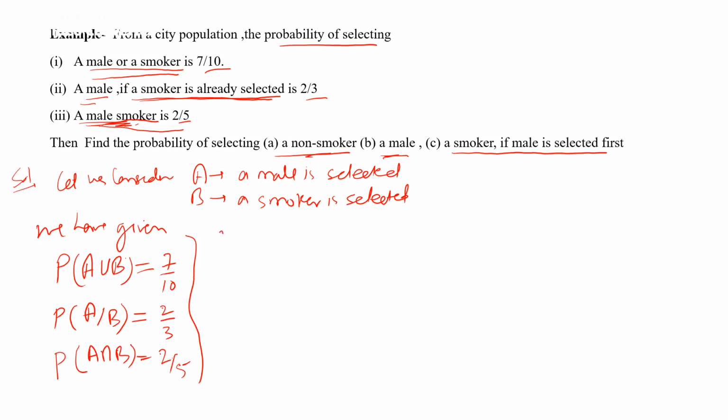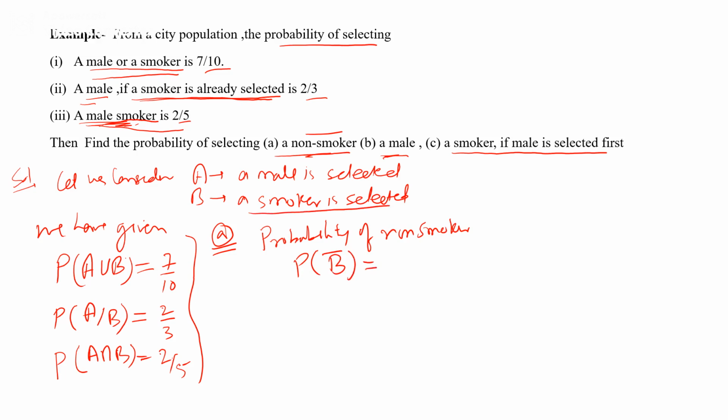Now in the first part we have to find the probability of a non-smoker. Non-smoker means we have to find the probability of B complement. B is the event that a smoker is selected, so B complement is that a non-smoker is selected. So we can write 1 minus probability of B. Here the probability of B can be found as the probability of A intersection B upon the probability of A given B.